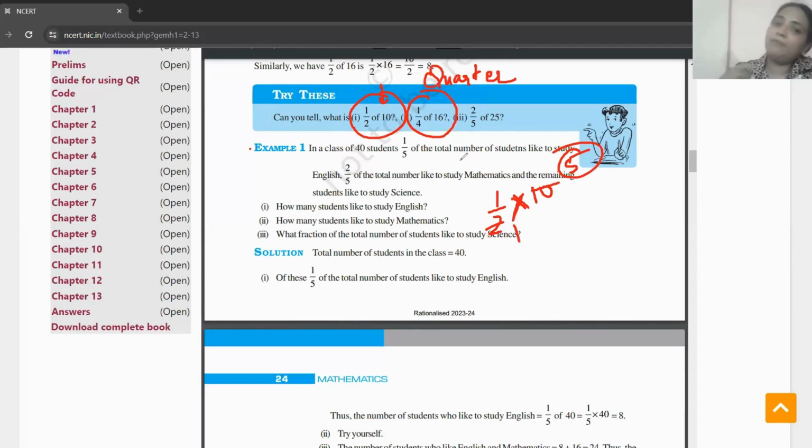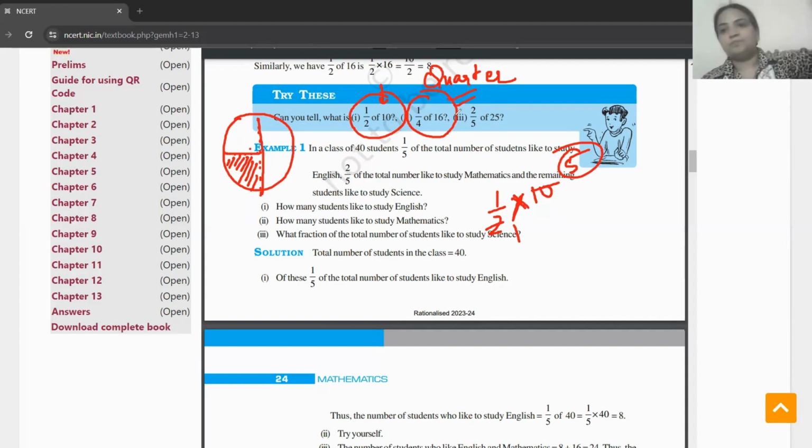Quarter means half of the half. Like if this is 1 chapati, the half of it is this much, and then you still make half of it. This is a quarter. So half of a half. This is half of this half. So half of a half is 1/4 or quarter. So if you want to do it orally, split 16 into 2 halves. 16 by 2 is 8. 8 by 2 is 4.